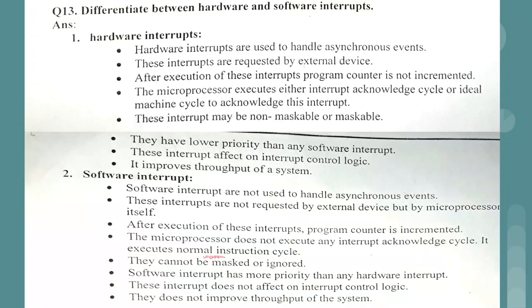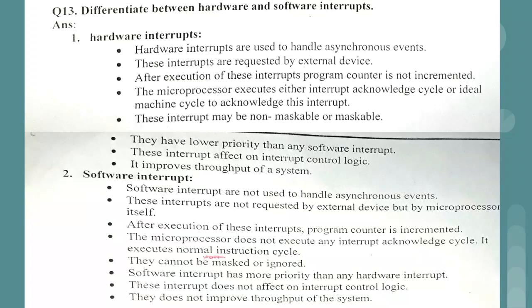Throughput means the output of the system is improved because of hardware interrupt. It means there are very few chances that we will get the wrong output. If something wrong happens, it will be immediately acknowledged to us, so that we can find the solution. So because of hardware interrupt, the throughput of the system is improved, and software interrupts do not improve the throughput of the system. So these are the differences between hardware and software interrupt.